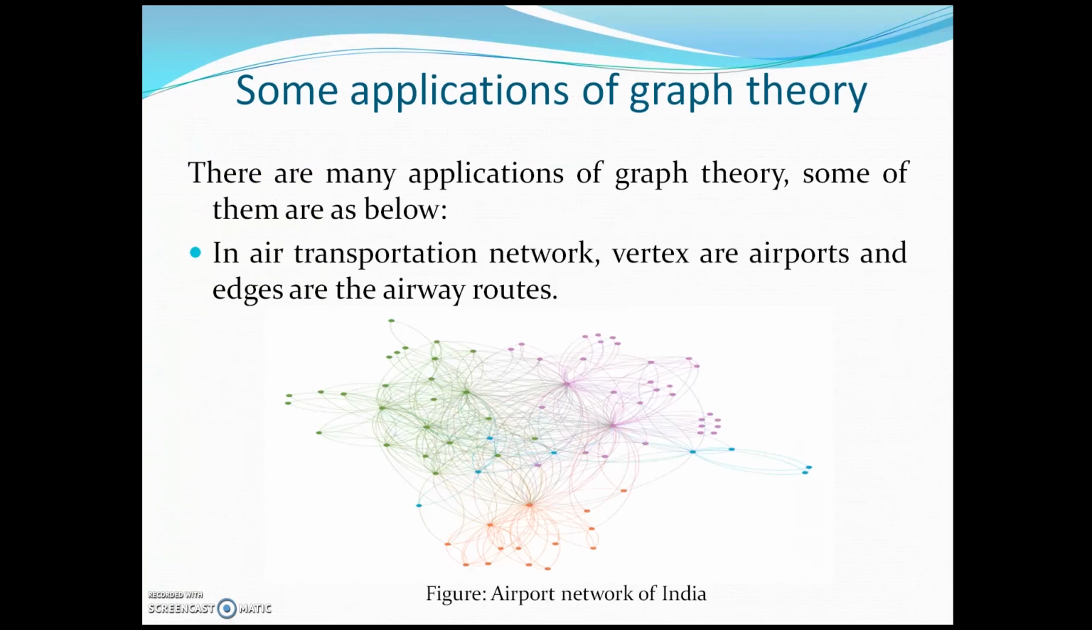Now come to some applications of graph theory. There are many applications of graph theory. Some of them are as below. In an air transportation network, vertices are airports and edges are the air routes of the network. Similarly, in a road transportation network, nodes are the intersection points of the roads and edges are the arcs that join the intersections. So in this figure, the dots represent the airports and the lines represent the routes between the airports. This is the figure of the airport network of India.